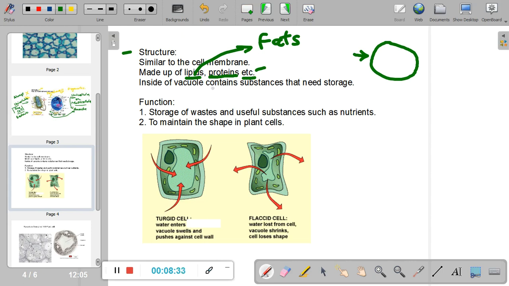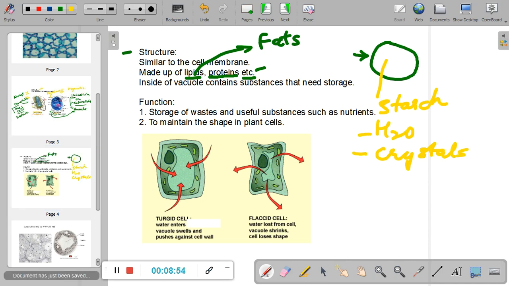Now, what is inside a vacuole? The inside of the vacuole can contain a wide variety of substances. They can store substances like starch or water or some crystals for their protection or safety. A vacuole can also contain wastes. They can also store a wide variety of wastes. So at the same moment, I've also spoken about the function of the vacuole.